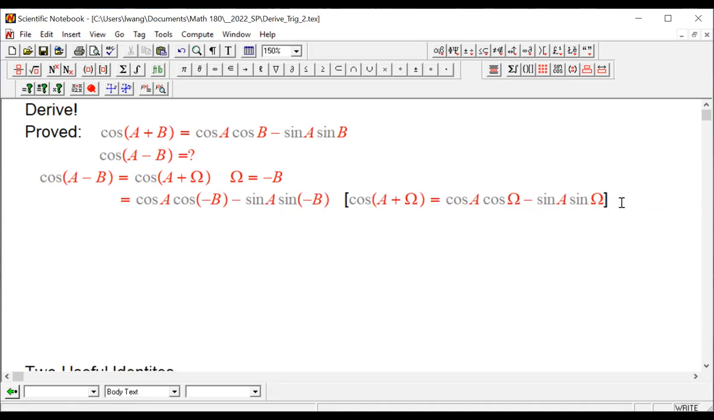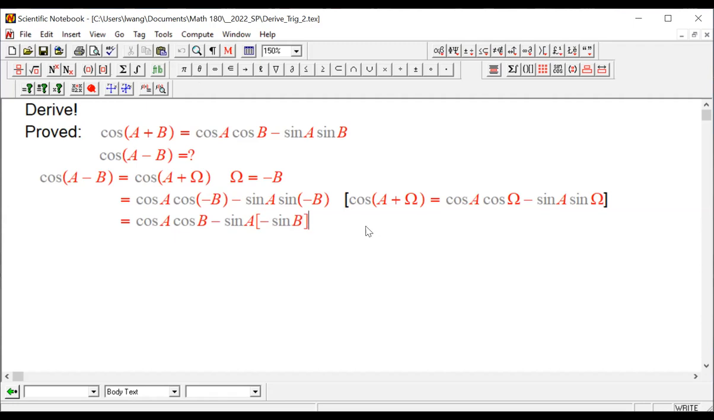At this point, be sure you have your paper and pencil and do it along with me. Once again, cosine of negative B is cosine B because cosine is an even function, minus sine of A. Sine of negative B is negative sine B. So here we get a negative sine of B.